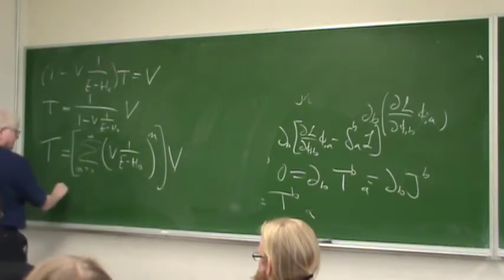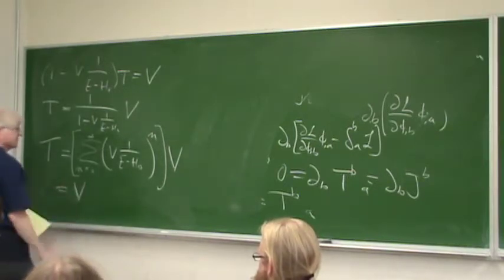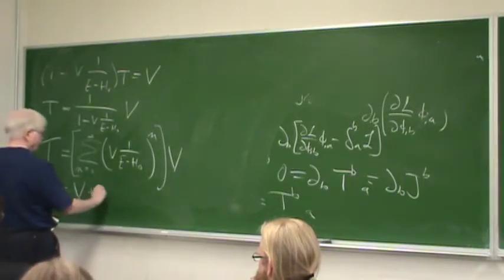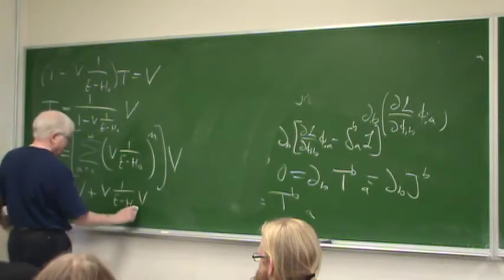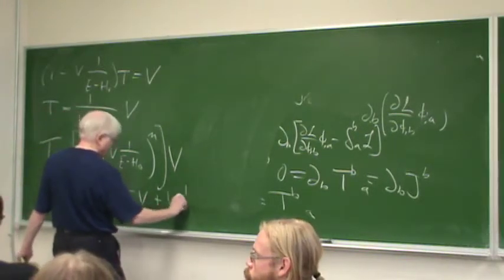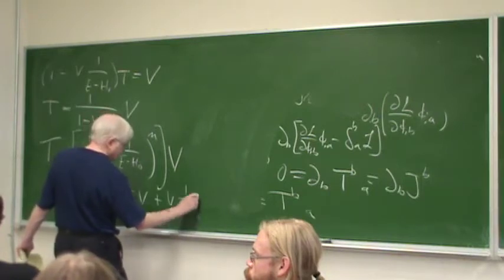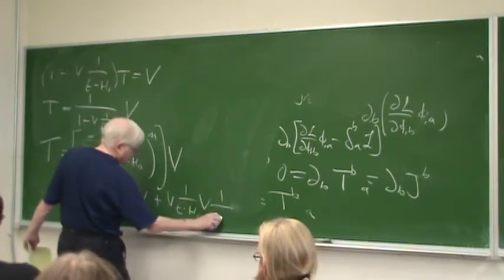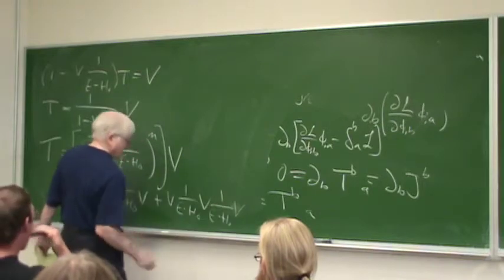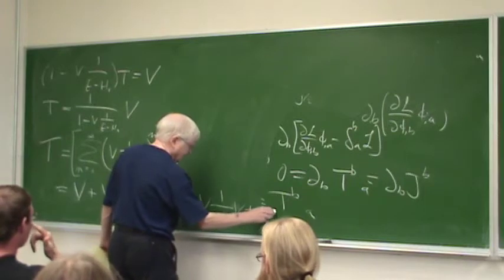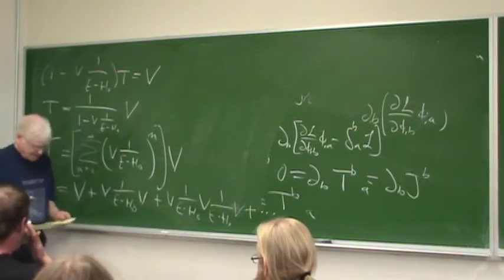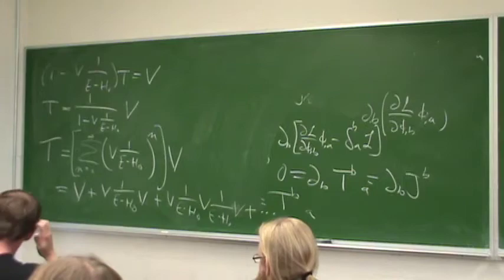And this infinite series is, for n equals 0, T is V. For n equals 1, it's V 1 over E minus H0 V. And then the next one is V 1 over E minus H0 V, 1 over E minus H0 V, and so forth, plus. Okay, so that's basically all I have to say for now.